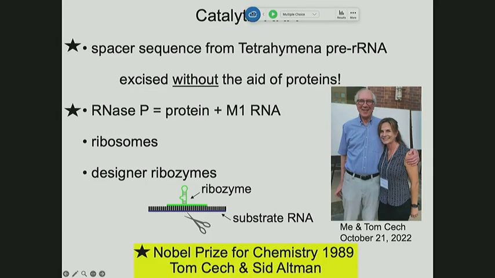And so this was, as I mentioned, one of the first examples of catalytic RNA. And I met Tom Cech at a meeting a couple years ago. The spacer sequence from Tetrahymena was being removed without the aid of proteins. And around the same time, workers in Sid Altman's lab discovered that this complex called RNase P, we just mentioned RNase P a few slides ago.